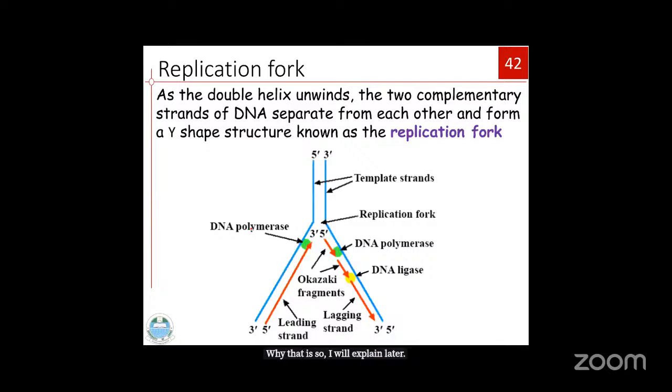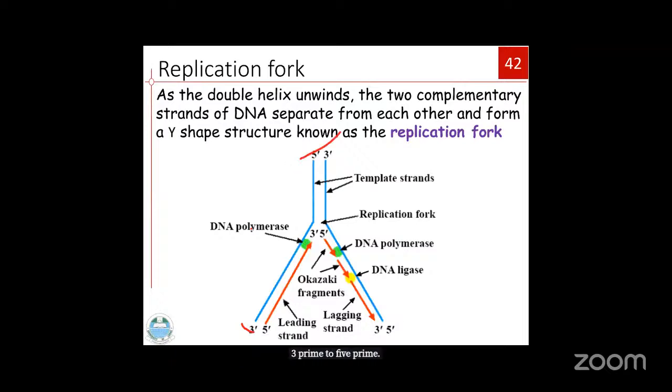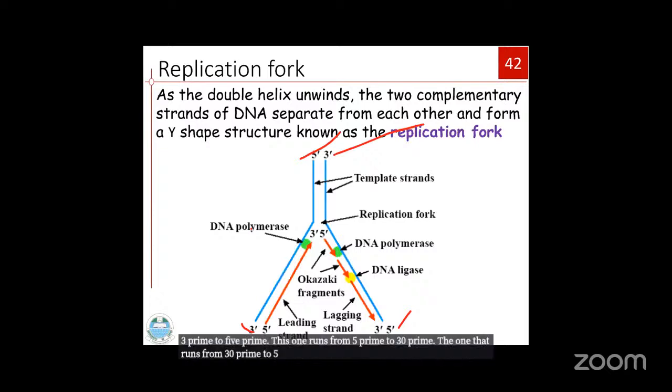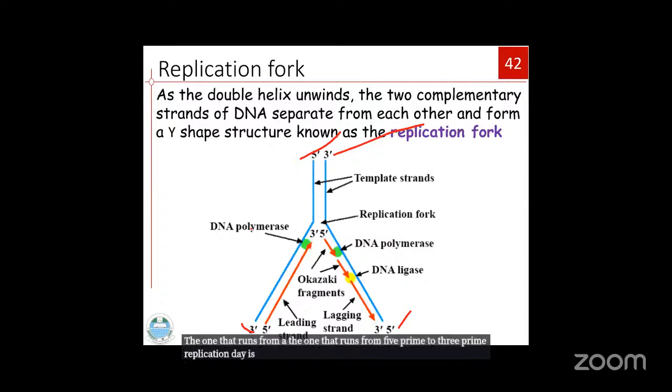This one that runs from 3' to 5' is the leading strand, right? This one runs from 5' to 3'. The one that runs from 3' to 5' is the leading strand. The one that runs from 5' to 3', replication there is known as the lagging strand. Okay.